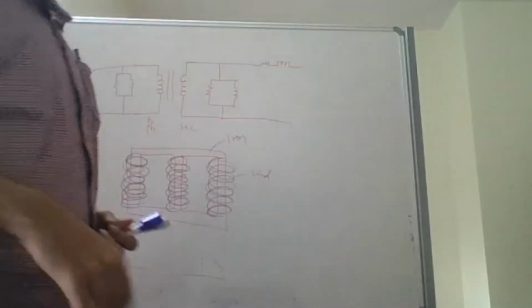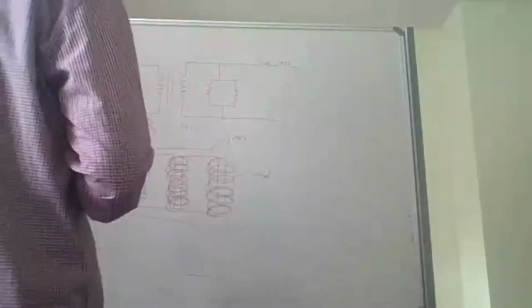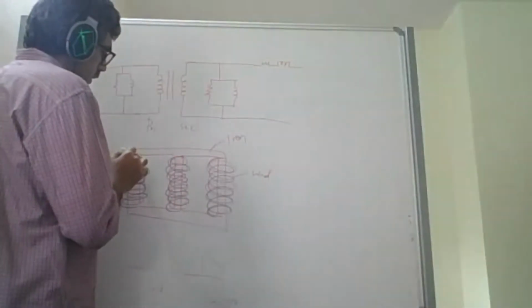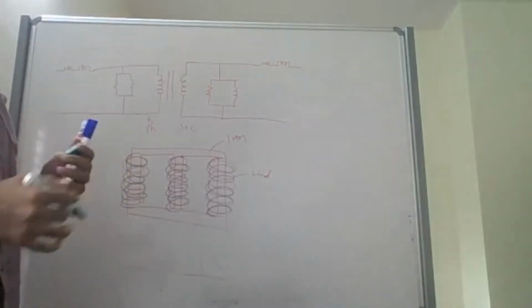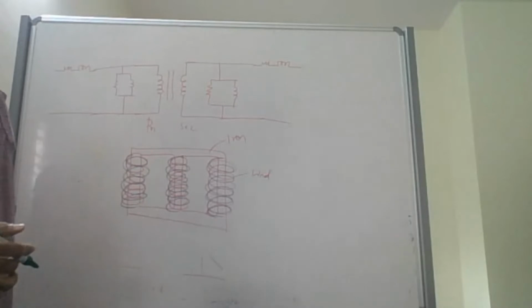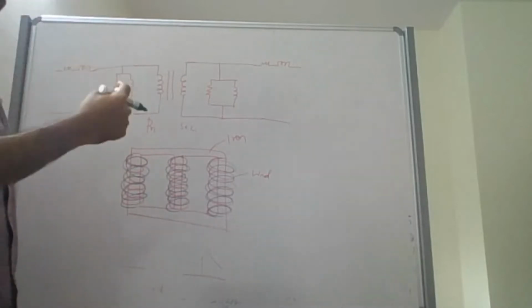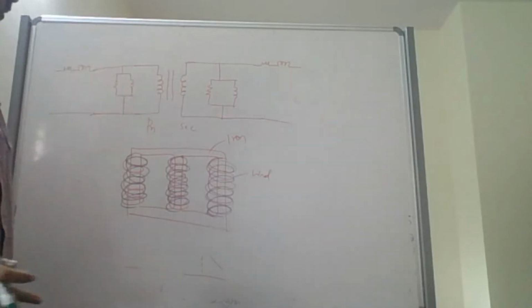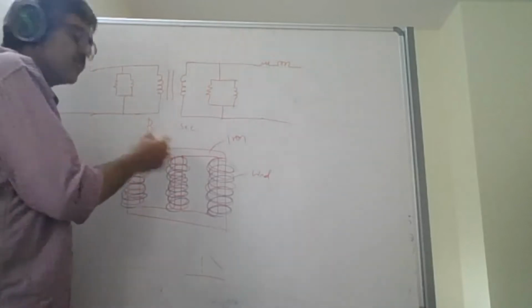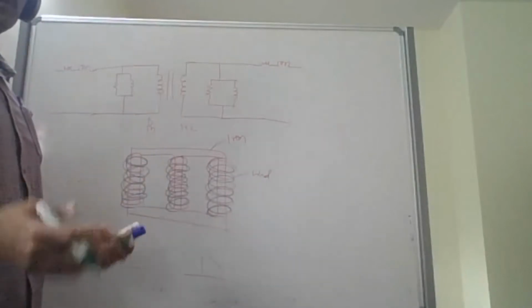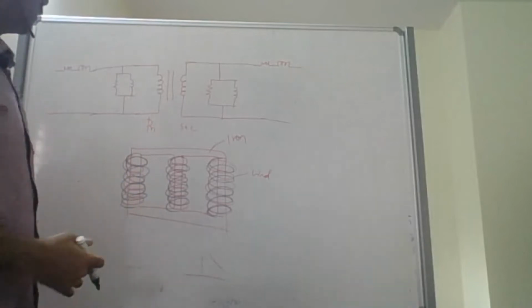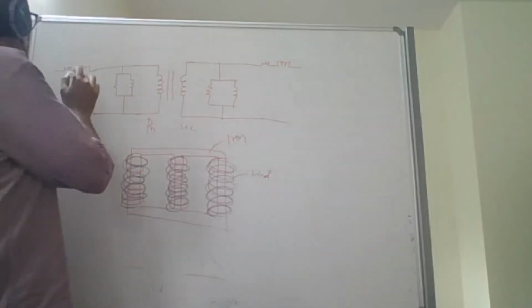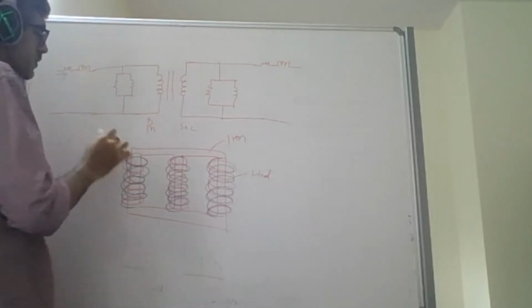Now, what happens in a transformer? Current basically flows to the primary winding, and from primary to secondary via the air, magnetic field, energy is transferred, and then the energy comes out from the secondary winding. Now, this is all what happens in the normal condition. But when in the starting, in the beginning, the moment the current flows, what happens?